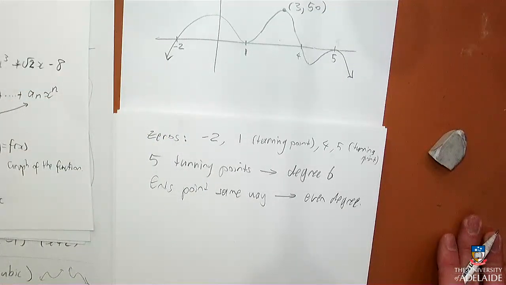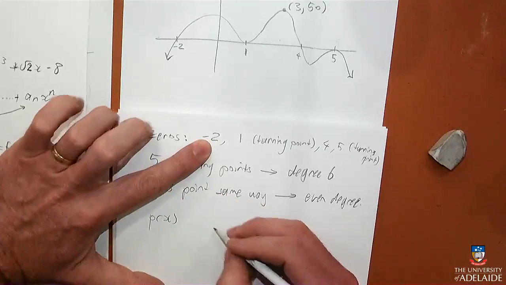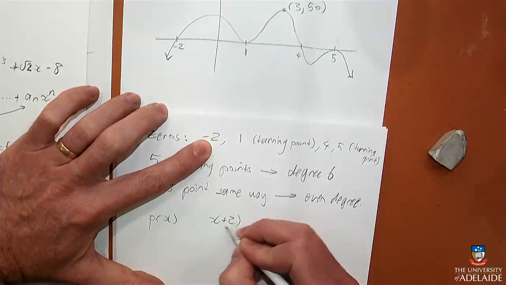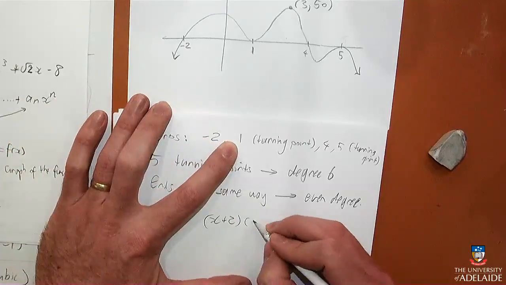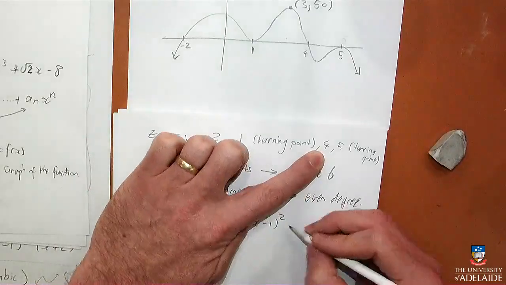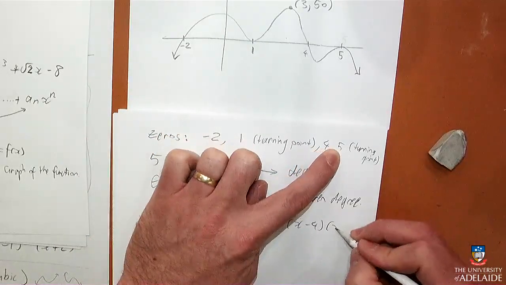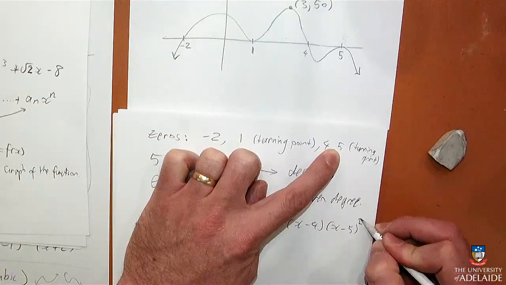All right, so this is pretty good. We've got quite a bit of information here. So I'm thinking that P(x), because of the 0 at minus 2, it should have an x plus 2. Because of the turning point at 1, it should have x minus 1 squared. Because of the 0 at 4, it should have an x minus 4. And because of the turning point at 5, it should have x minus 5 squared.